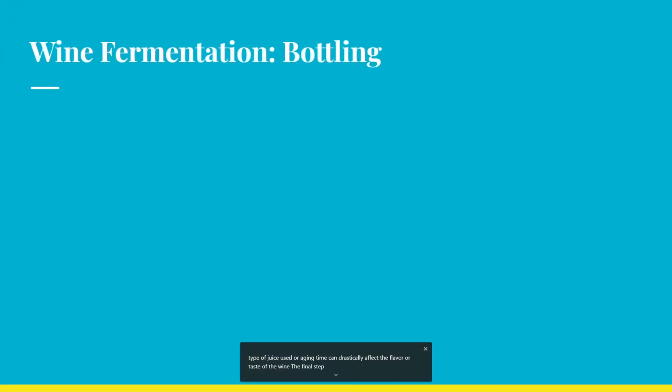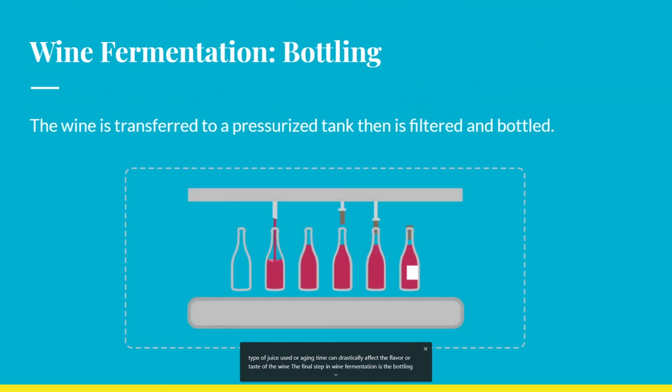The final step in wine fermentation is the bottling. The wine is then transferred into a pressurized tank, which is then filtered and bottled.